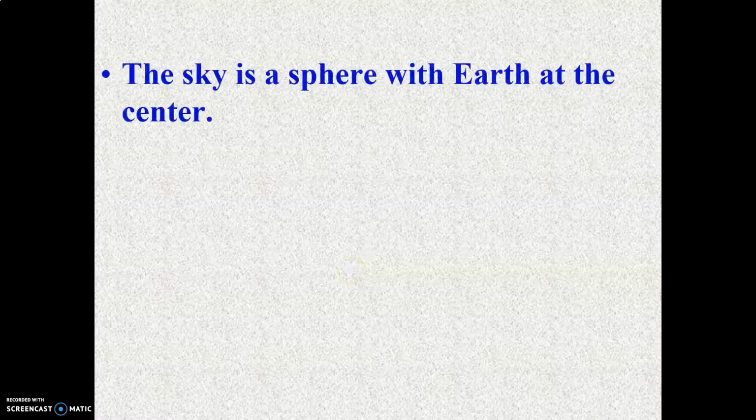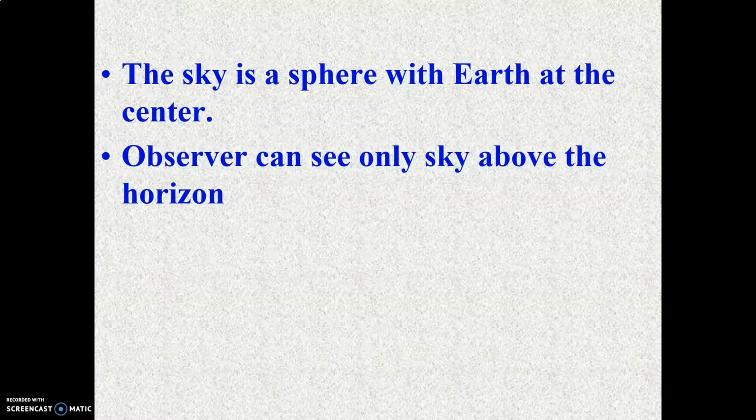Okay, so we just mentioned this a minute ago. We talked about what a celestial sphere is. The sky is a sphere with the Earth at the center. That's the celestial sphere. And then we just need to know a couple other definitions. Observers can only see the sky above the horizon. We mentioned that when I showed you an image of the celestial sphere.